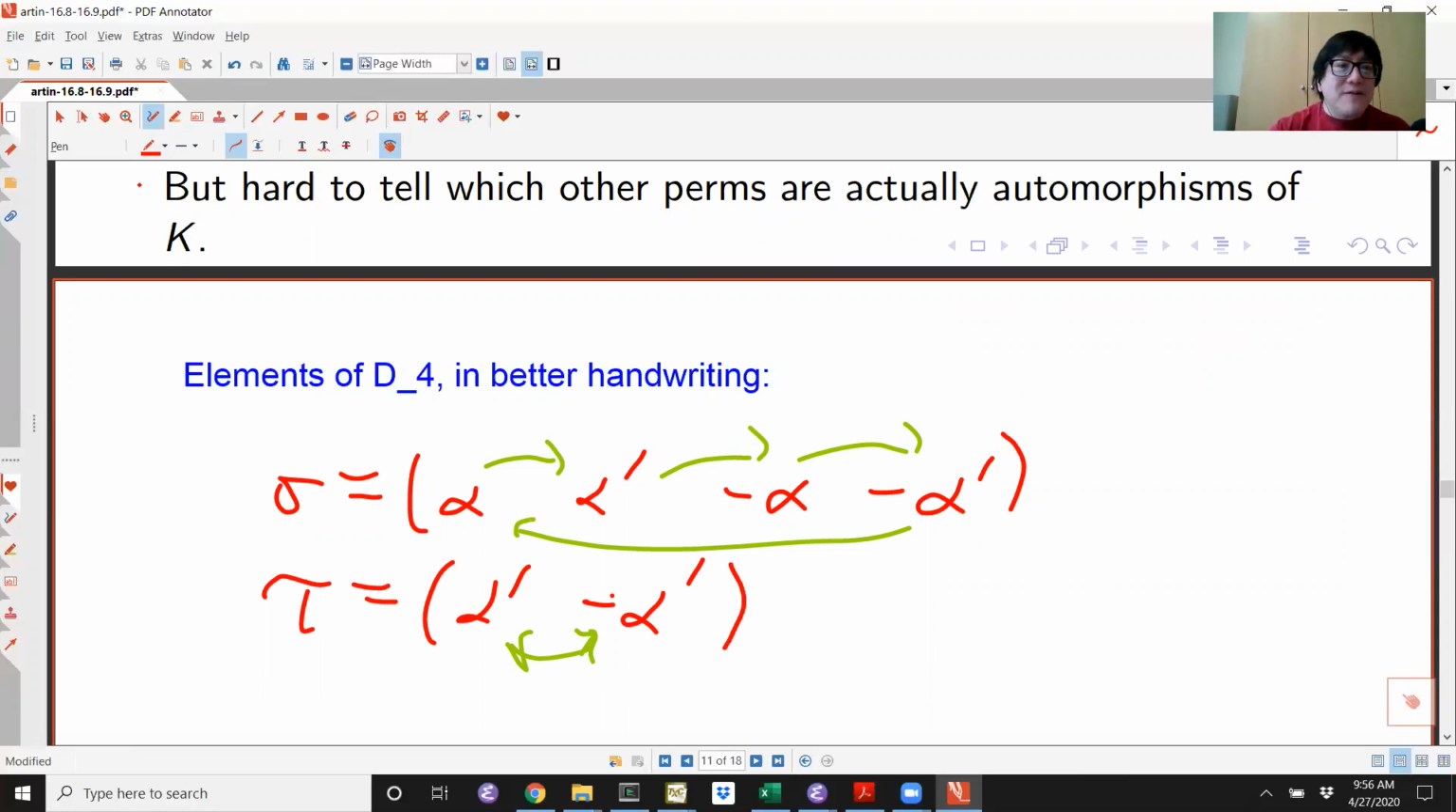All right, so now that I've written that out with better spacing, do those elements sigma and tau make sense? Okay.